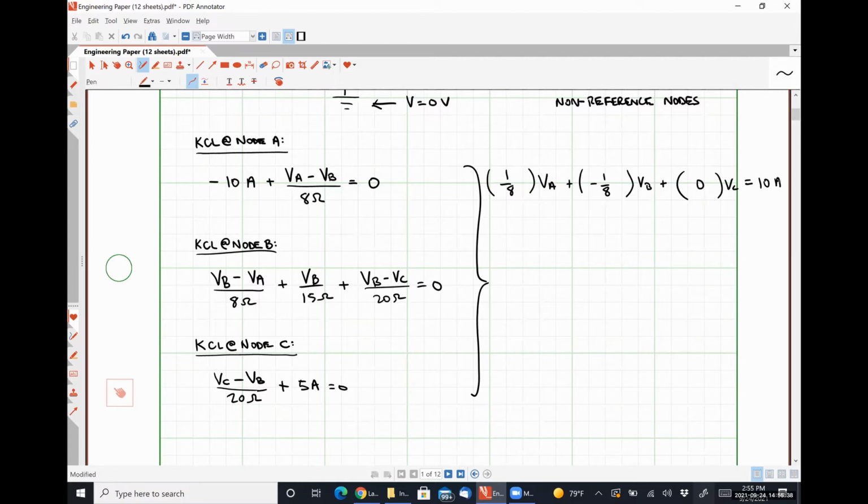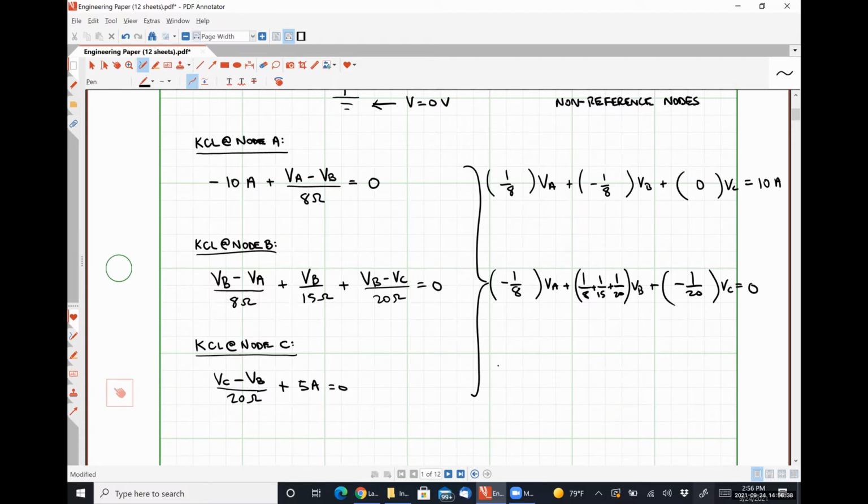Let's do the exact same thing for our other 2 equations, right? So we're going to have some number multiplied by VA plus some number multiplied by VB plus some number multiplied by VC is equal to a constant. So the coefficient for VA in our second equation should be what? -1/8. What about the coefficient for VB? Exactly right. 1/8 plus 1/15 plus 1/20. So there are three terms that contain VB, so it should have three parts. And the coefficient for VC, -1/20. And the constant value, 0.